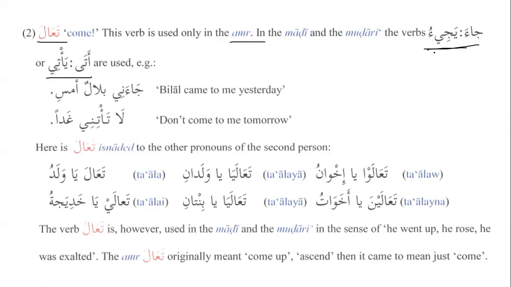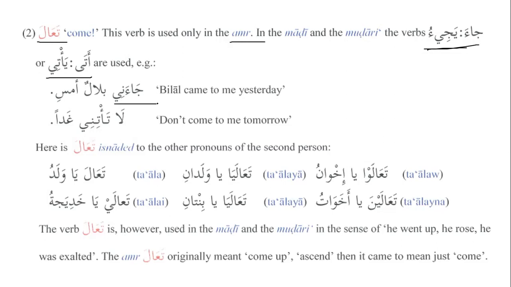So when we want to make fi'l al-amr, we use ta'ala. If you look at the examples here, for example, we say ja'ani Bilalun amsi, Bilal came to me yesterday. And then we have la ta'tini ghadan, don't come to me tomorrow.